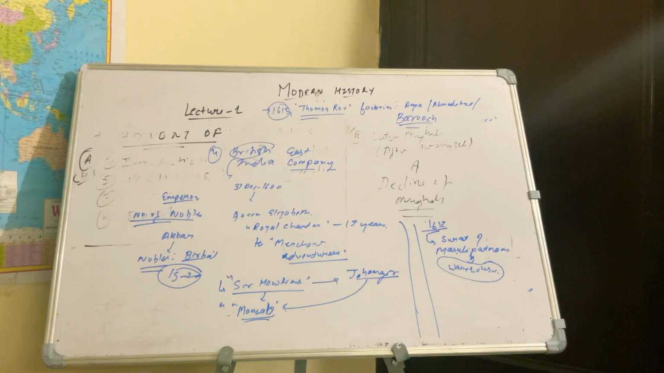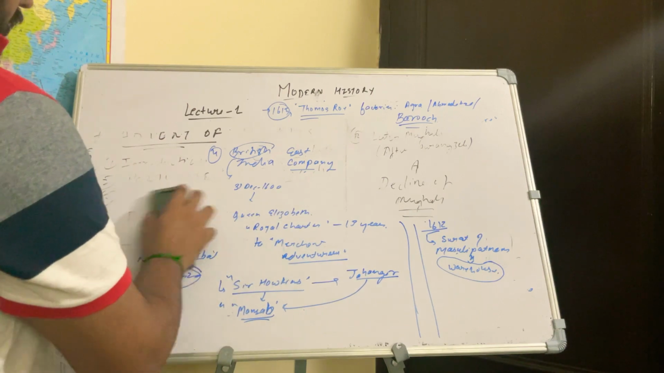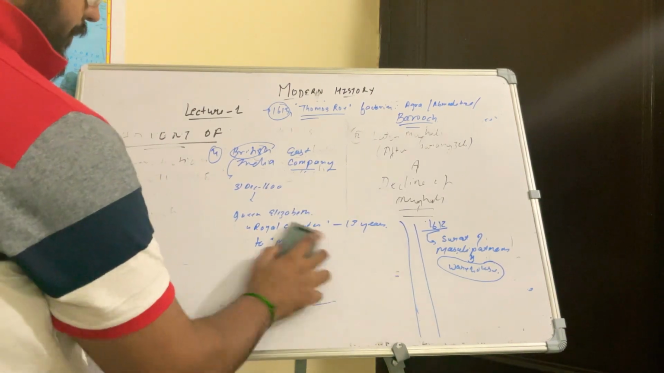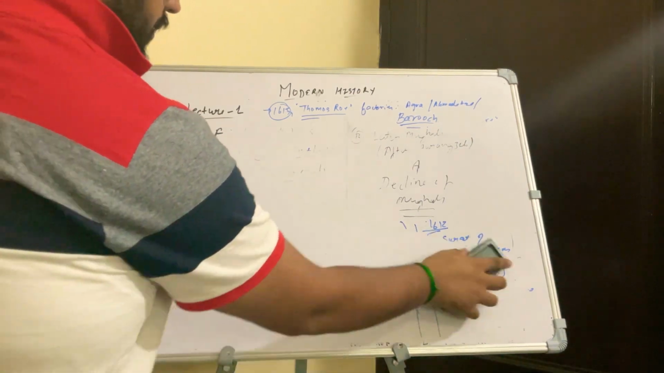In 1639, they got villages on lease around Madras, where they created Saint Fort George. So I'm just going to rub this down. I hope you have written every point. So I'm going to repeat the last point which I just said. Just give me a minute.